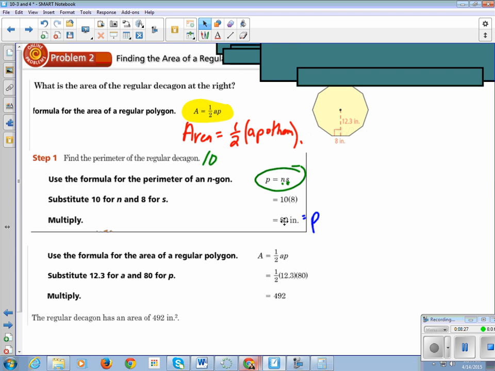10 times 8 is 80, so our perimeter that we're going to use in this formula is 80. Our apothem is 12.3. And when you multiply 1/2 times 12.3 times 80, you get 492. So the regular decagon has an area of 492.